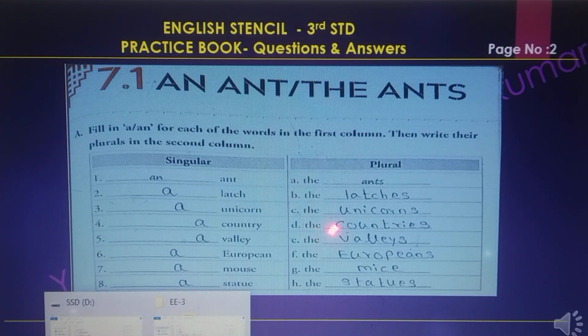Next, a latch, the latches; a unicorn, the unicorns; a country, the countries; a valley, the valleys; a European, the Europeans; a mouse, the mice; a statue, the statues.